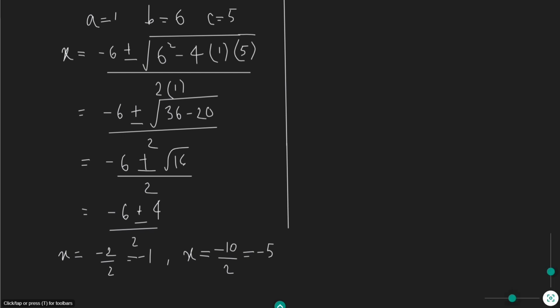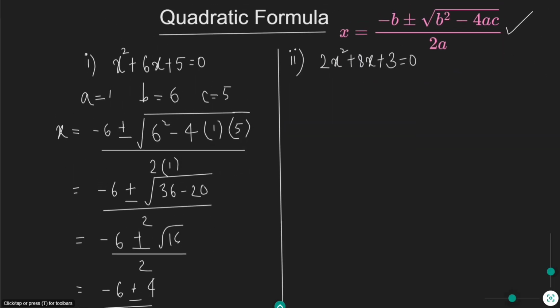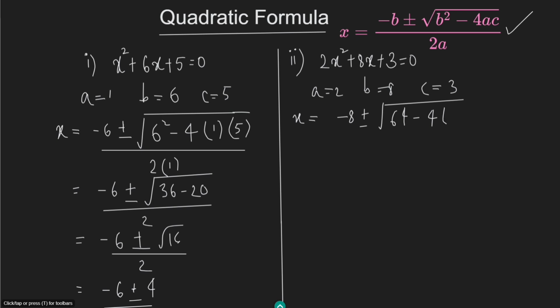So let's move on to the next equation, which is 2x square plus 8x plus 3 equal to 0. Simply apply the formula, there is no difference. So here the coefficient of x square, which is a, is equal to 2, and b, which is the coefficient of x, is equal to 8, and the constant term c is equal to 3. Applying the formula, we get x equal to minus b, which is minus of minus 8, plus or minus root of b square, which is 64, minus 4, a is 2 multiplied by 3, and everything divided by 2a, so it is 2 times 2.